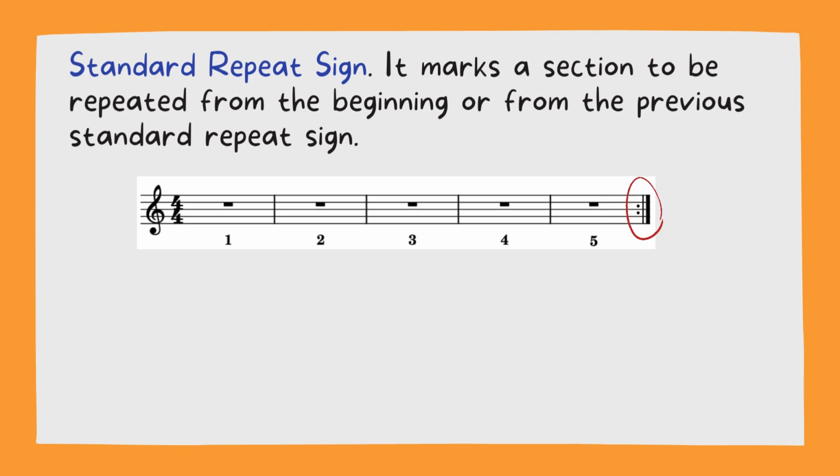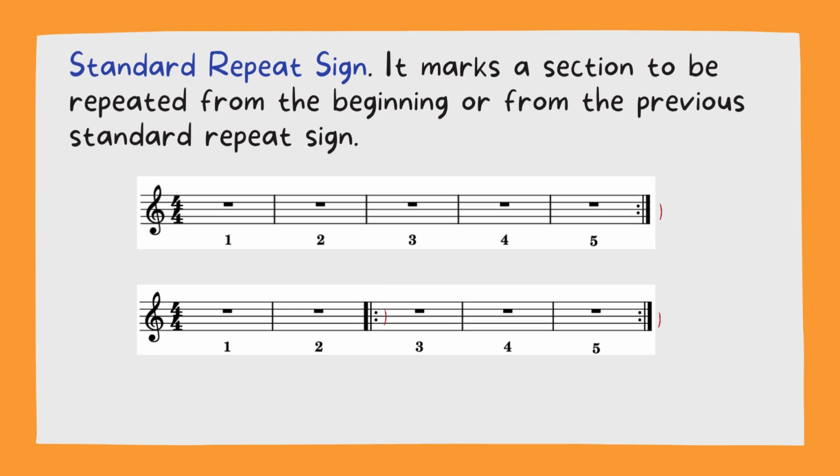In the first image you can see the standard repeat sign at the end of the score, so all the bars should be repeated from the start. In the second image, there is a standard repeat sign at the end of bar 2, and another one at the end of the score. Consequently, the order of bars to be played is 1, 2, 3, 4, 5, 3, 4, 5.